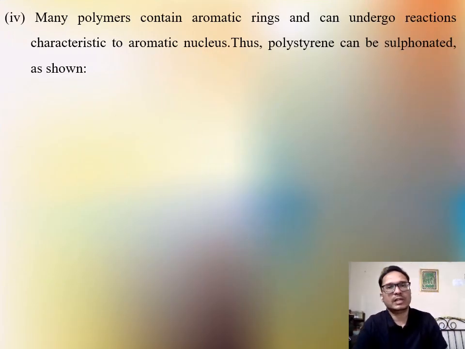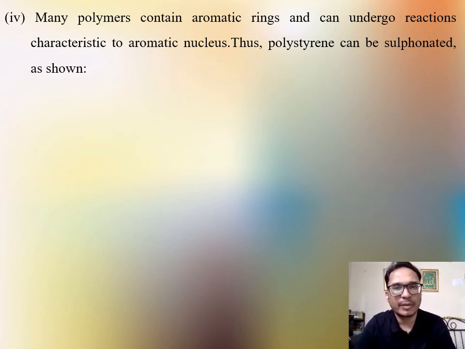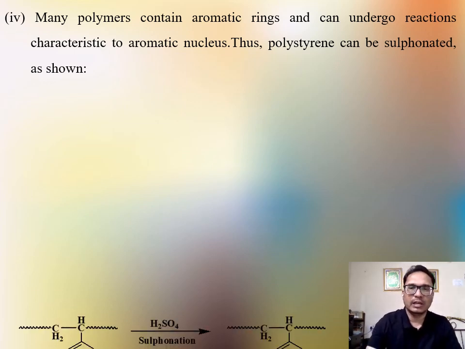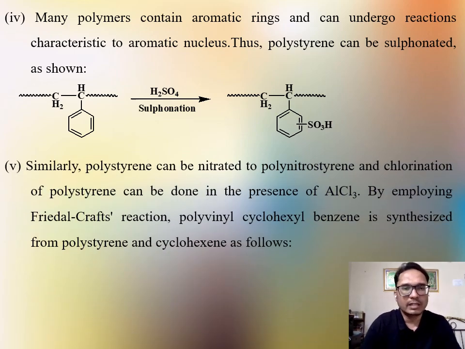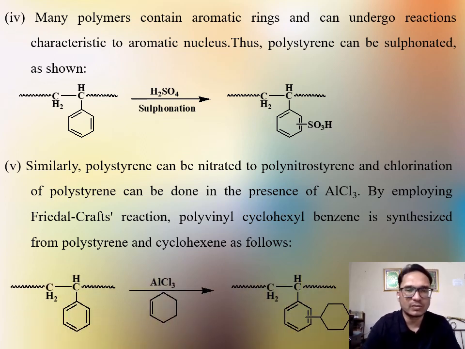There are many polymers which contain aromatic rings and can undergo reactions characteristic of the aromatic nucleus. Thus, polystyrene can be sulfonated, and similarly, polystyrene can be nitrated to polynitrostyrene, and chlorination of polystyrene can be done in presence of aluminum chloride. By employing the Friedel-Crafts reaction, polyvinyl cyclohexylbenzene is synthesized from polystyrene and cyclohexene as follows.